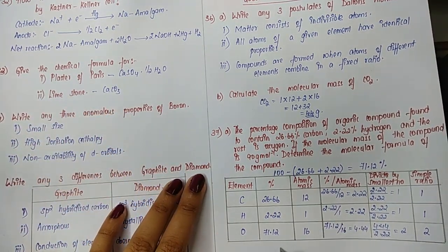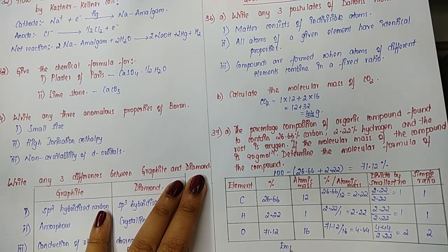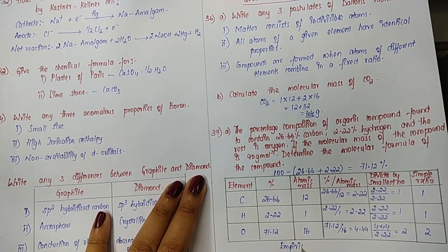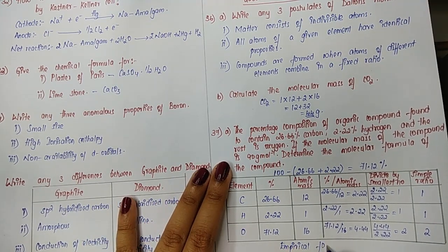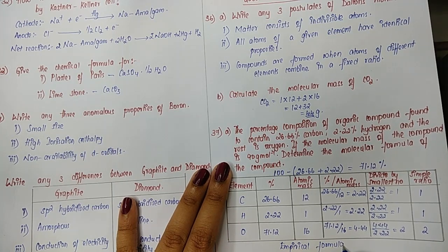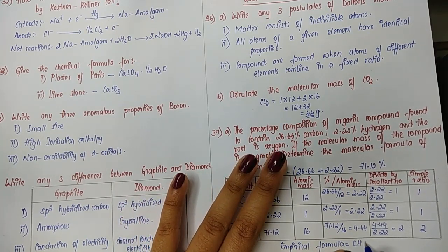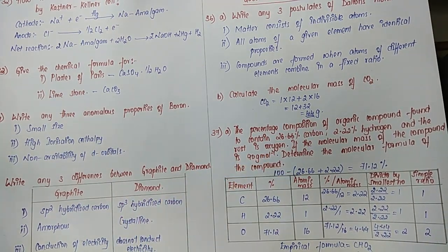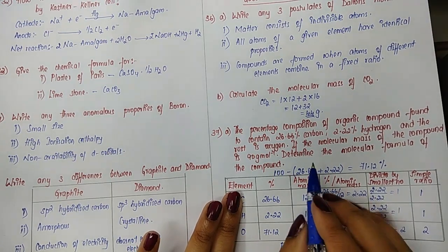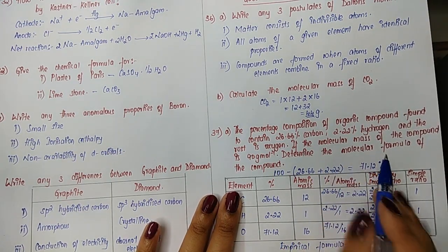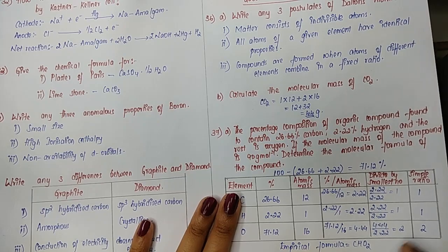So here the empirical formula is equal to CHO2. That is going to be our empirical formula. But the question says determine the molecular formula. So we need to go one step further.